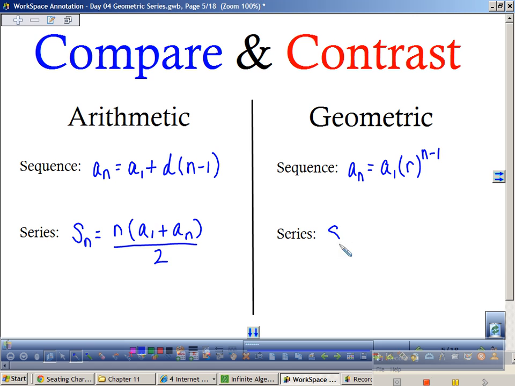So the series S_n is very similar to this, right? Only we're subtracting this time. So I have a_1 minus this guy up here, kind of, which is a_1 times r, but we're going to say just to the n this time, not n minus 1. We already are subtracting 1, right, by having that subtraction sign there. Does that make sense? All over 1 minus r.